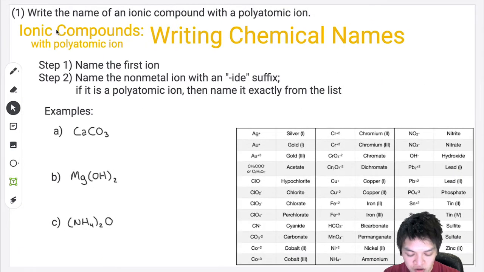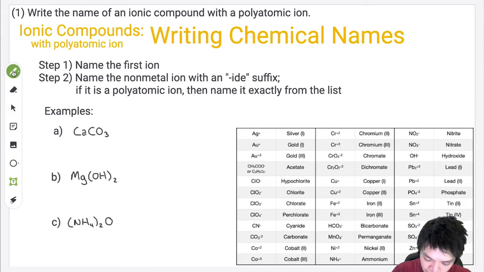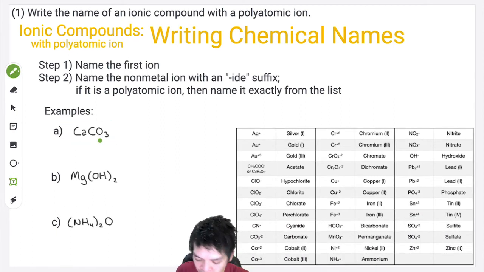Alright, now here's our first learning goal. Write the name of the ionic compound with a polyatomic ion. So step 1, name the first ion. Step 2 is name the nonmetal ion with an -ide suffix. However, if it's a polyatomic ion, then name it exactly from the list. Okay, so let's see. This first chemical formula, we have Ca, which is a metal ion. It's monatomic. That one's calcium.